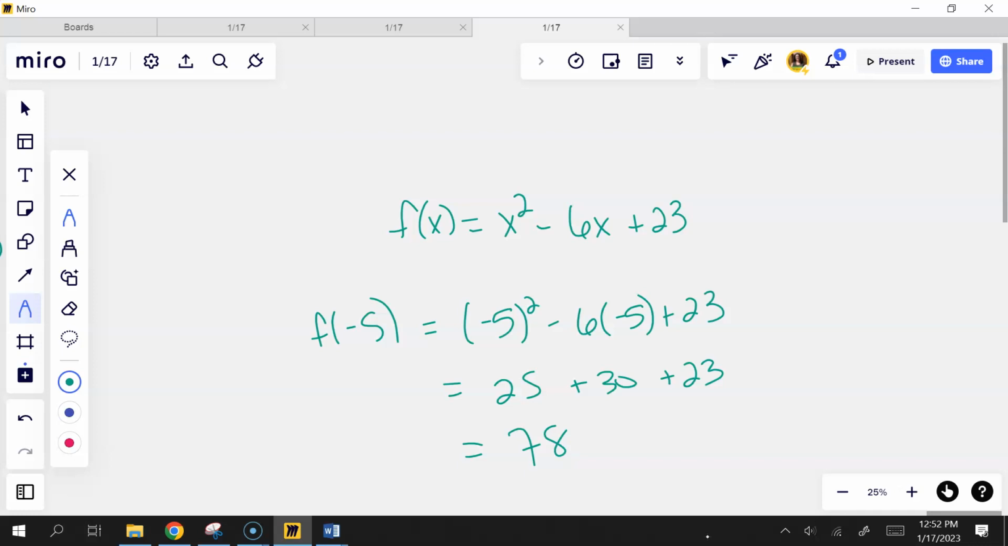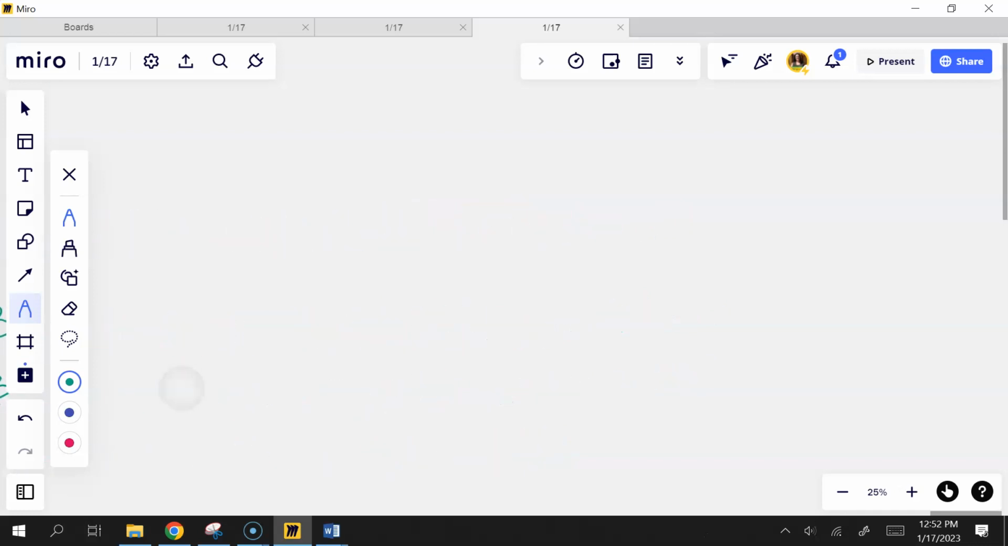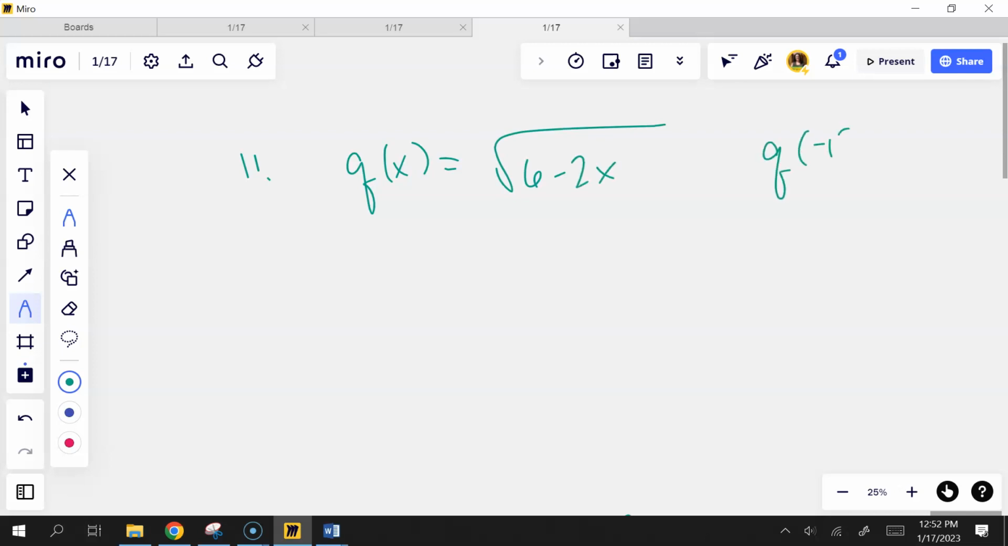If you need me to do more than what I'm doing, tell me. Otherwise, I'm just going to skip. Remember, these are just kind of notes, and if you need more practice, you don't have to turn this part in. This is just us going through together. Number 11 says Q of x equals the square root of 6 minus 2x, and it asks us to find Q of negative 15. So plug negative 15 in for the x.